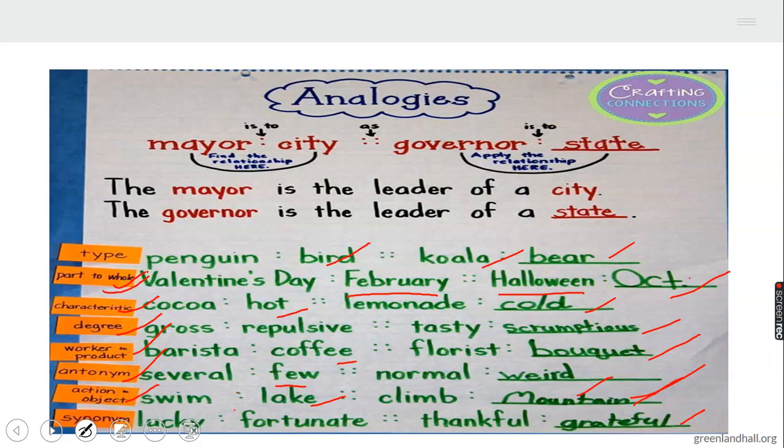Then we have worker to product. Now we have a florist. A florist is the one that sells or takes care of flowers, that's a book market. Then barista is the one that takes care of coffee.